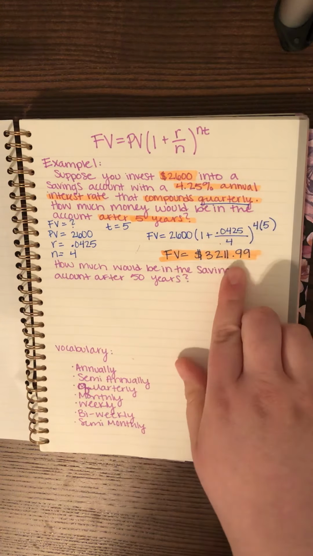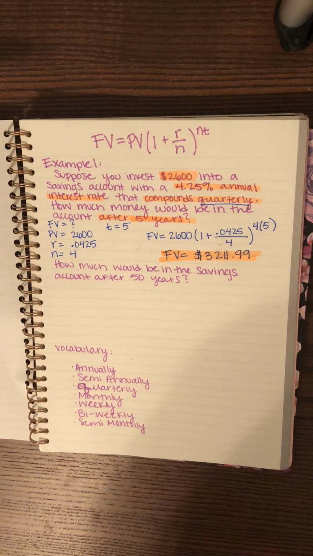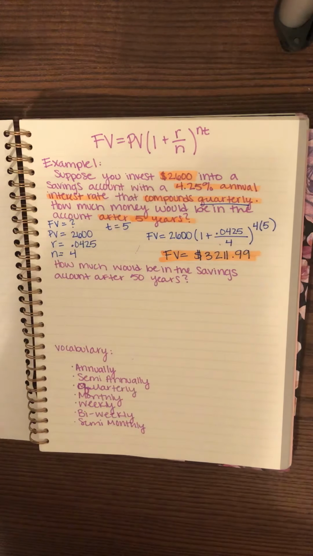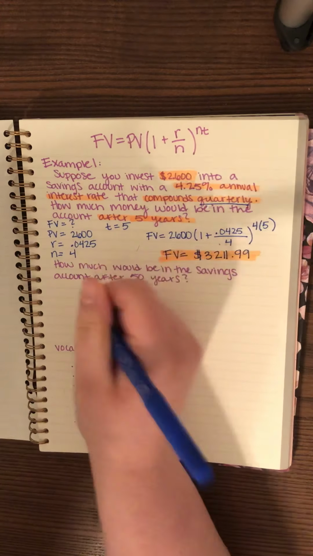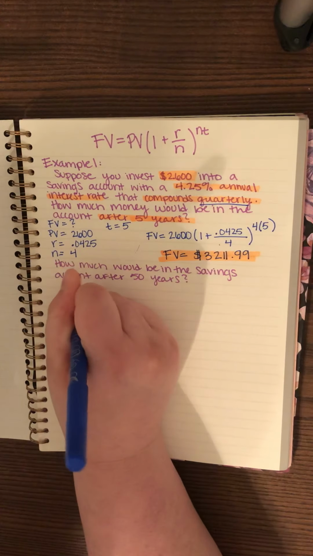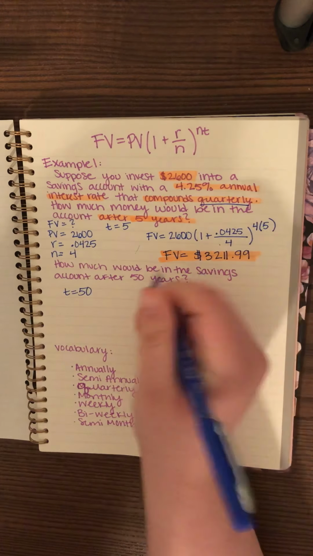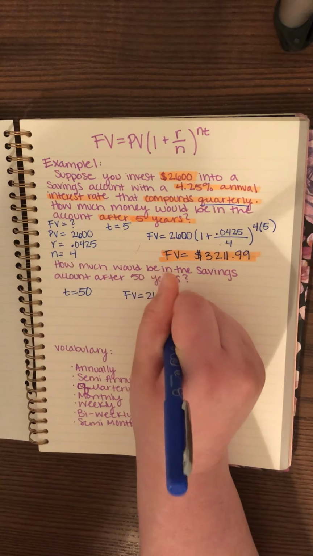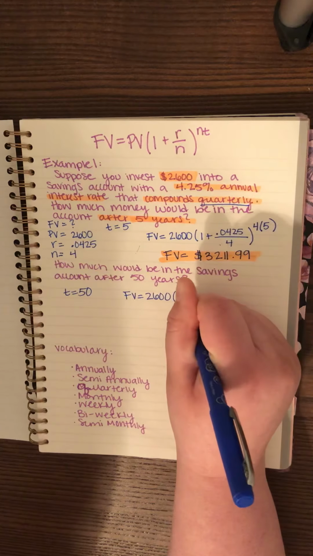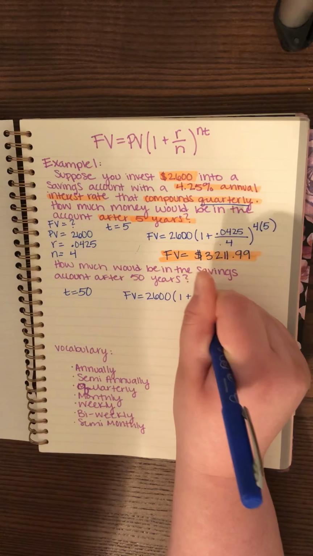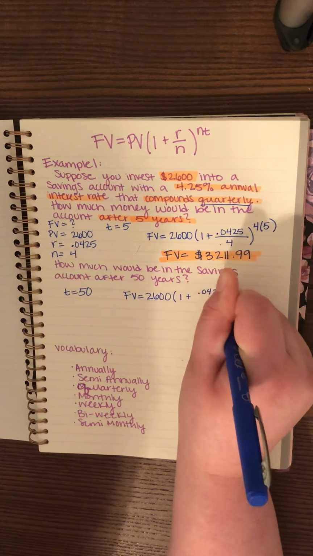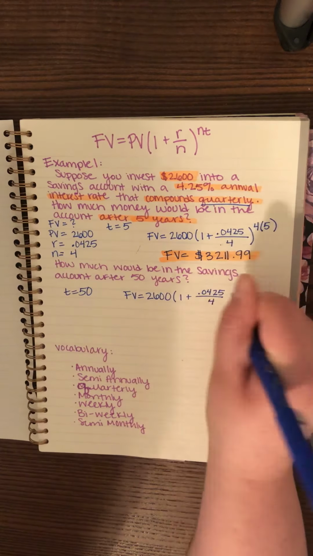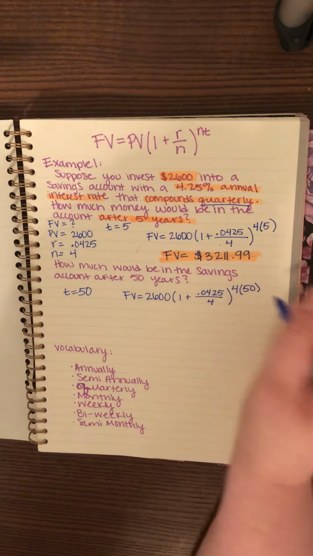All right, now the next question says, how much would be in the savings account after 50 years? So everything will stay the same. The only thing that will change is the T. So now T equals 50. So you have the same equation, future value equals $2,600 times 1 plus 0.0425 over 4, then 4, and instead of times 5, this time it's times 50.